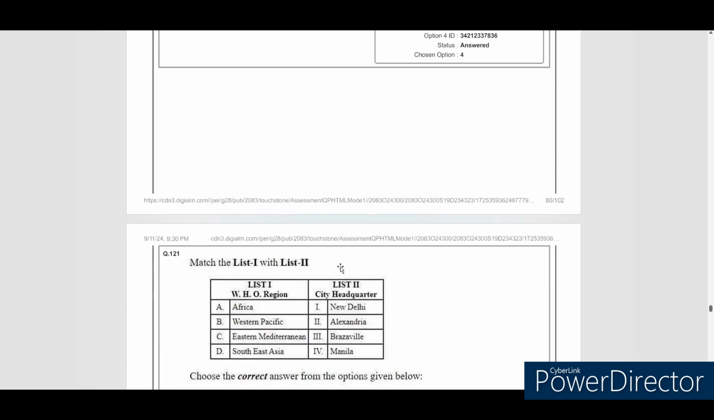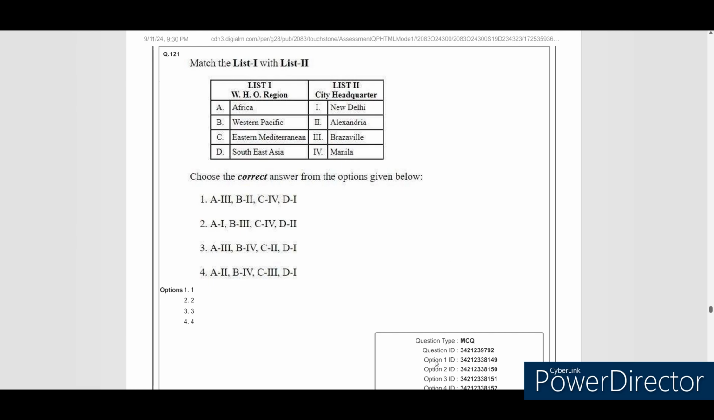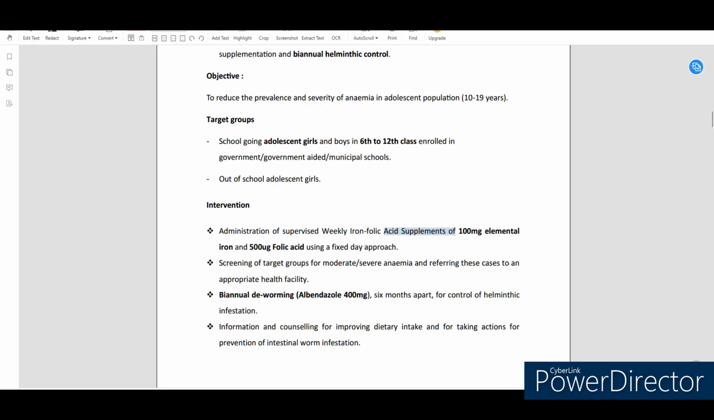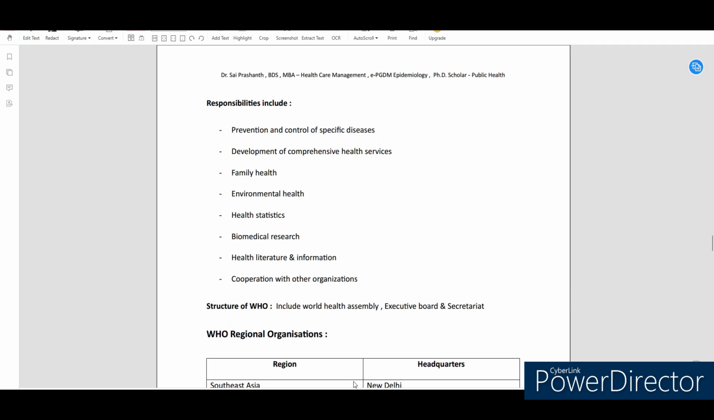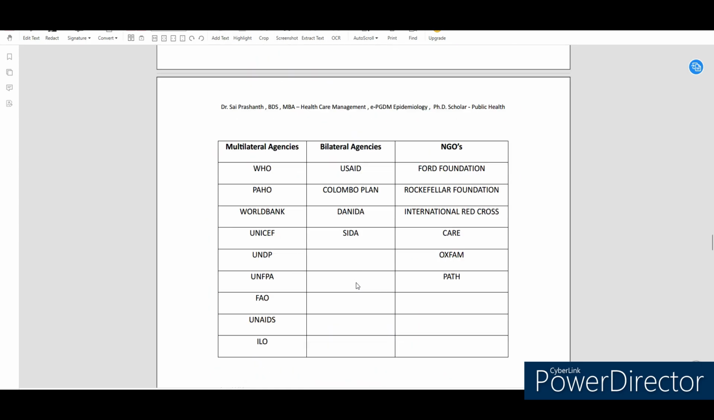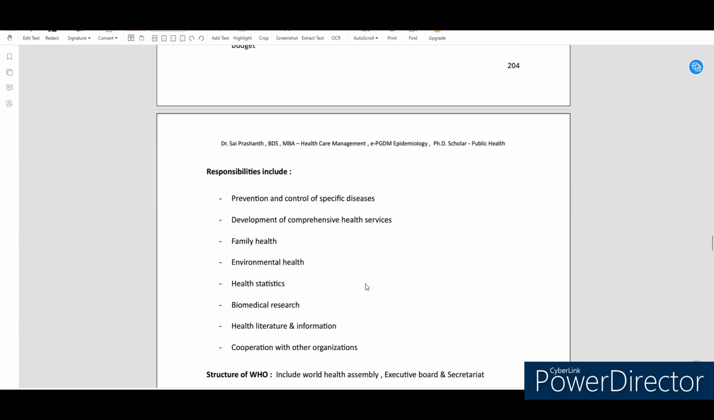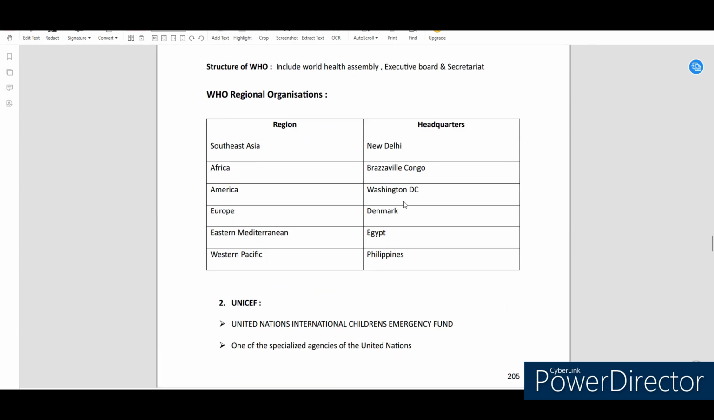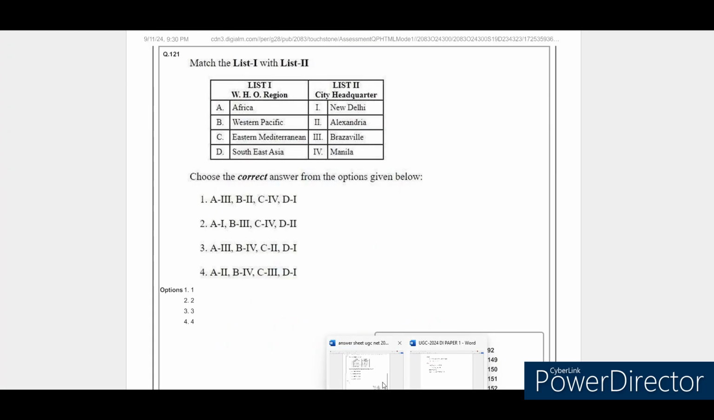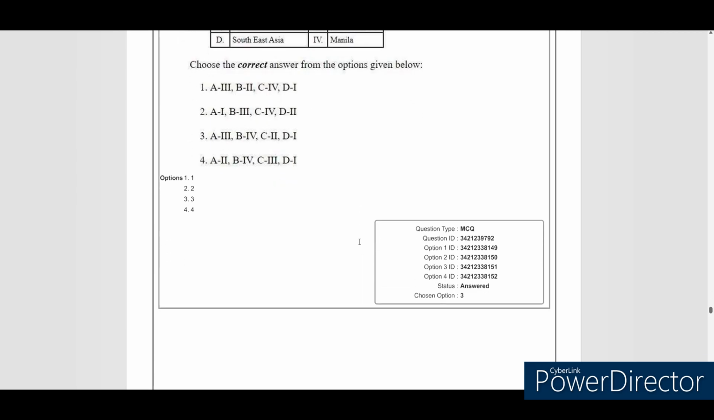Now coming to question number 121, which is also a very easy question. I have already made a video on this under the international health agencies, right? So let me show it in my material once. I have given a special table for this. These are the WHO regional organizations with their headquarters. So I think it is a very static question. You just need to remember these types of questions to answer in the exam.